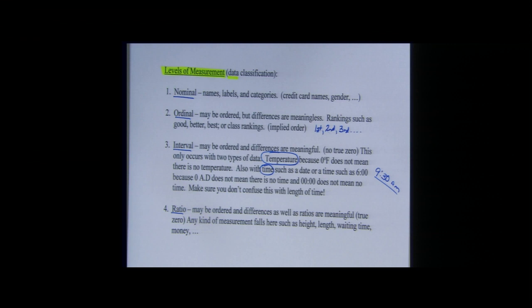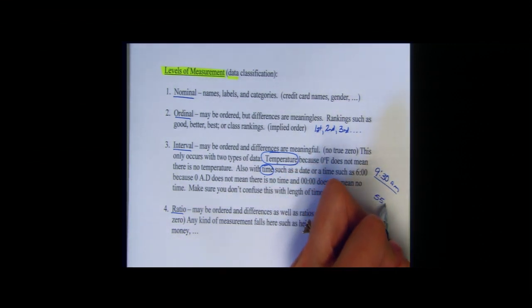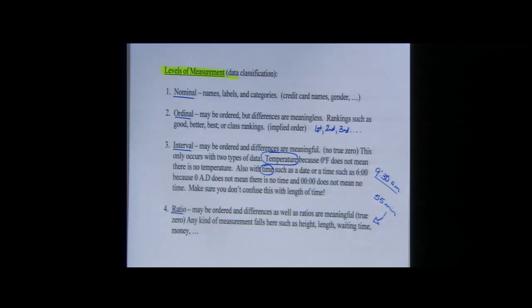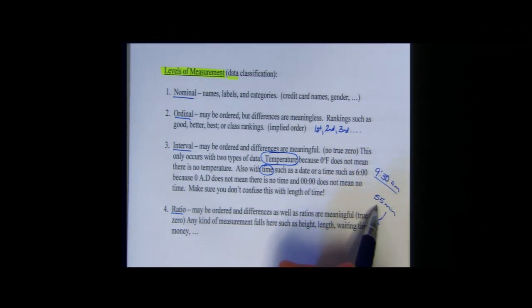If you're asked how long class lasted and your answer was 55 minutes, that becomes this last one we're getting ready to cover. So this one is interval, this one is not. So be careful of those two.